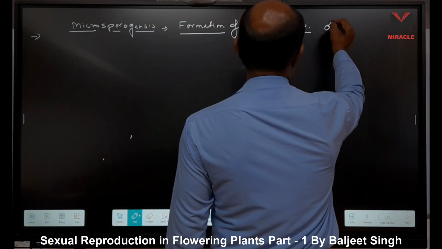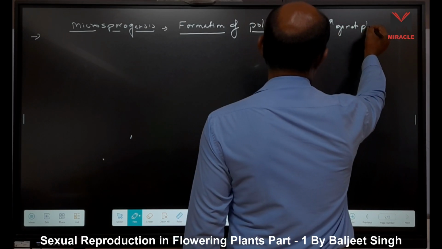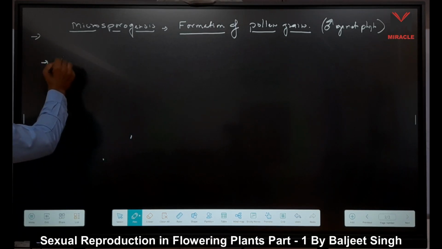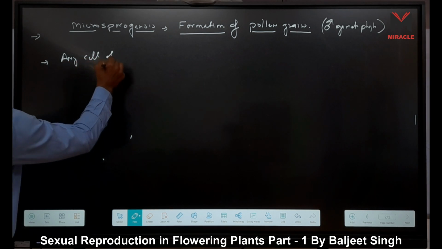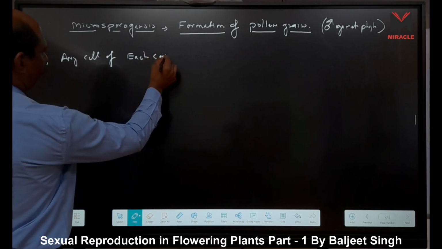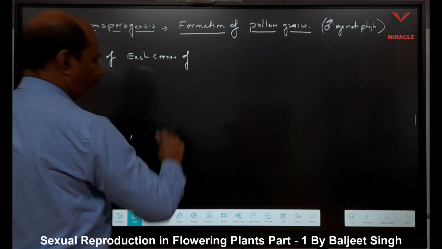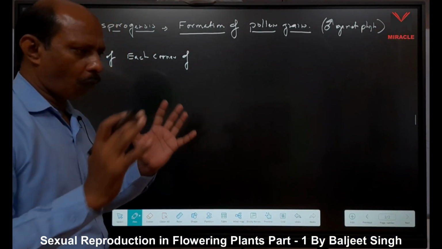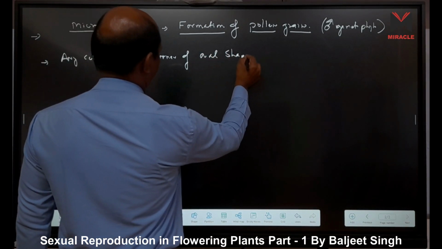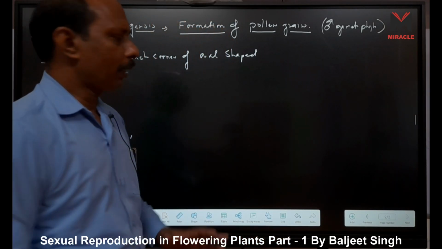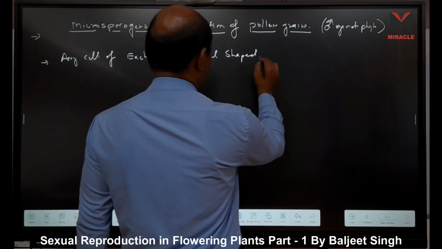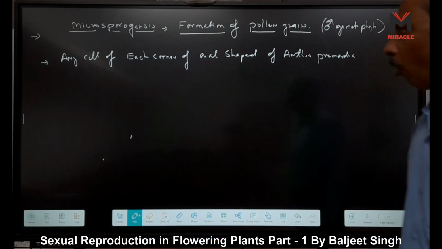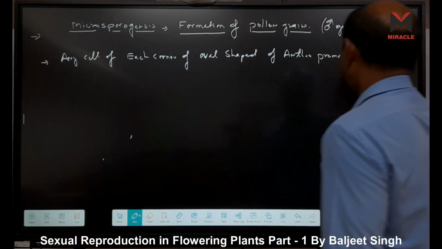That is male gametophyte, right? First, what happens? Any cell of each corner of the oval shaped anther primordia, because it is not a differentiated part, right? Any cell of each corner of the oval shaped anther primordia, right?